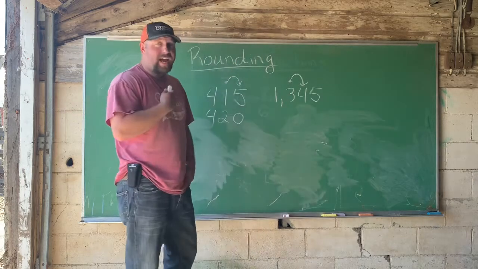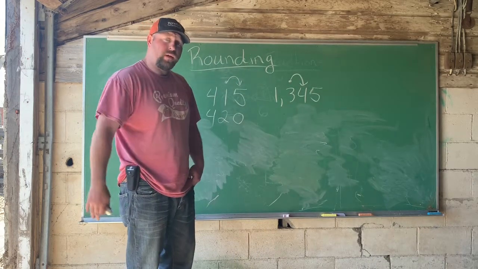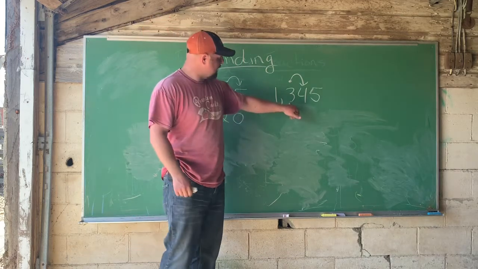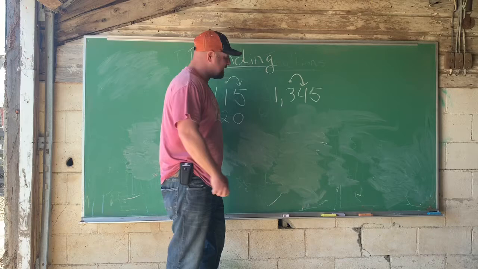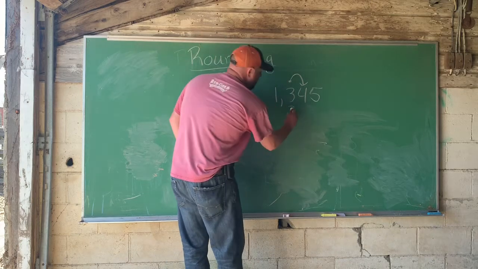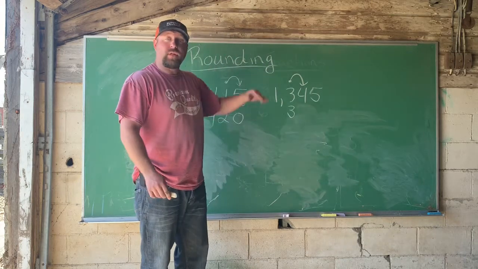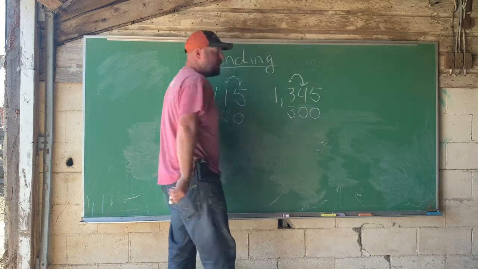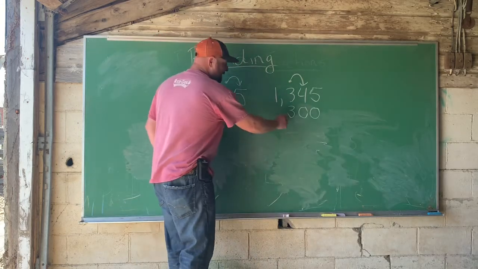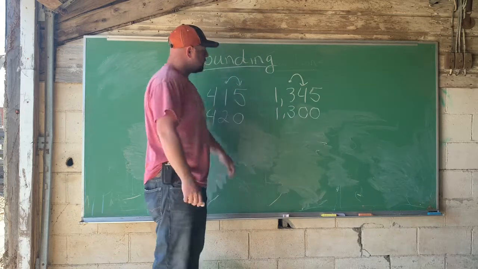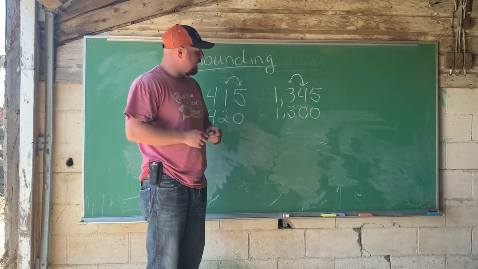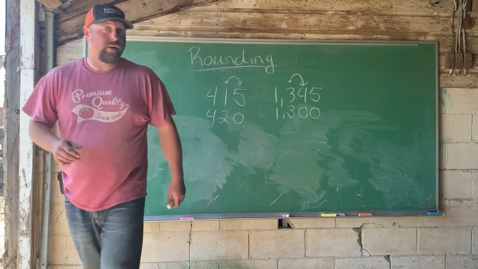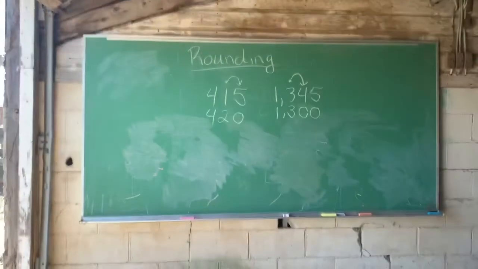Then I have to decide, is 4 strong or weak? 4 is a weak number. So that means that the number with the dot over it stays the same. Now remember, after that, everything to the right becomes zeros, and everything to the left stays the same. So 1,345 rounded to the nearest 100 is 1,300. I'm going to grab my eraser and we'll start on the next one.